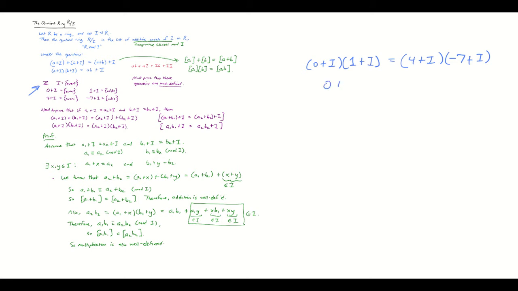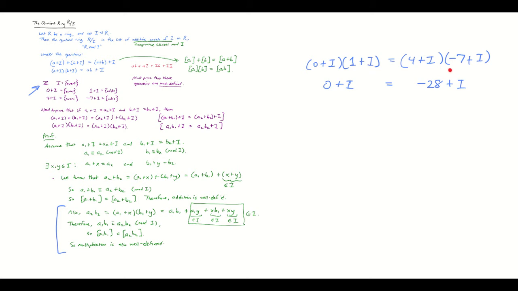On the left, we would have gotten 0 plus I. On the right, we would have gotten negative 28 plus I. And if those end up being different things, then our multiplication isn't really an operation at all, because it's an operation on names of things rather than on objects. But it does turn out these are the same, and this argument down here illustrates why they're the same.